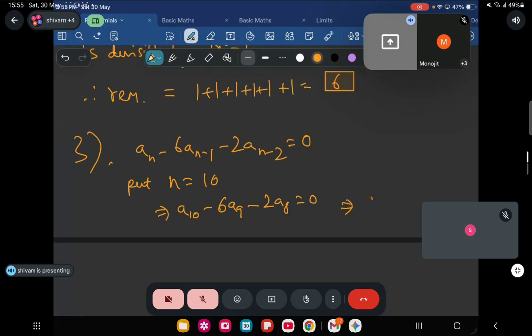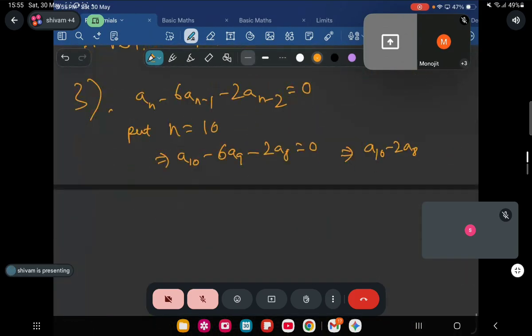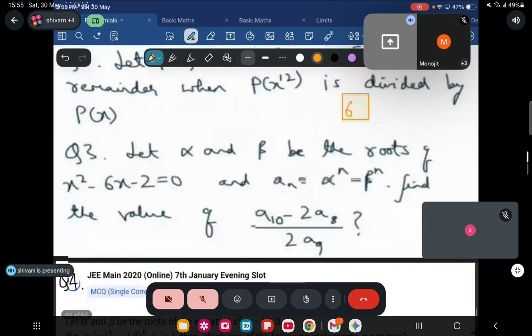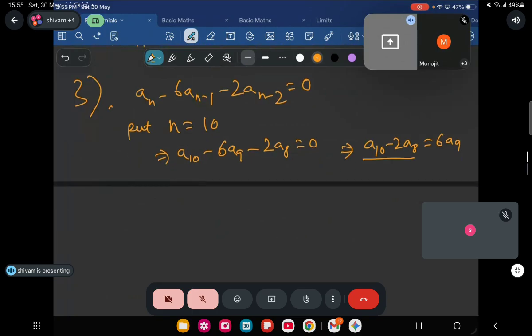So from here what do we get? A10 minus 2a8 is equal to 6a9. Now we need to divide by how much? 2a9, right? In the expression it is 2a9. So dividing by 2a9 on both sides will get the result, right? Tell me. What do we need? So this will give us 3 as the answer.